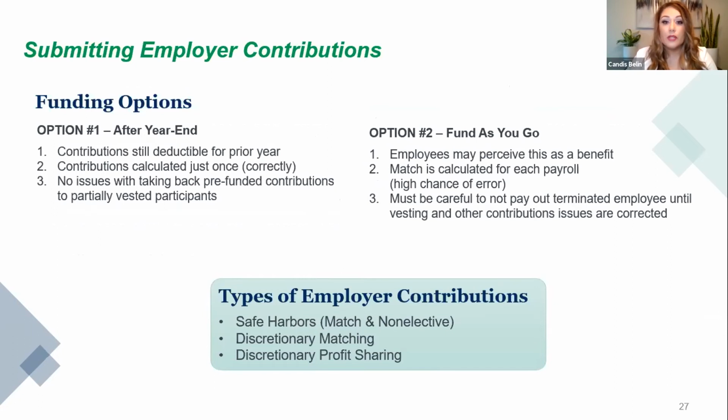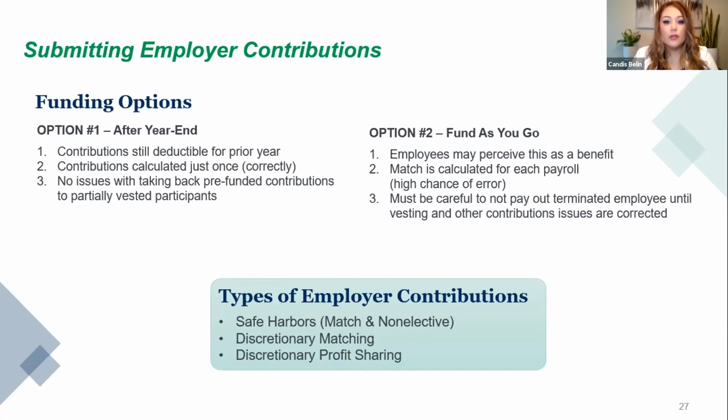Option number 2 is fund as you go. Oftentimes we see this with the safe harbors or sometimes with a discretionary match. Now, this is when you calculate on a per pay period basis, so you're relying on either your payroll program or you're doing it manually. And with this, sometimes there's a chance for error. Sometimes the payroll isn't quite pulling in all of the eligible compensation.